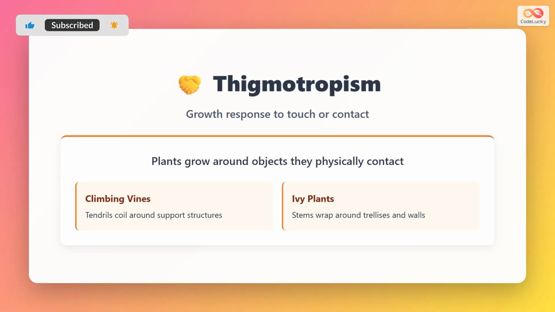Thigmotropism is the response to touch or physical contact. When climbing plants encounter an object, they grow around it for support. Vines are excellent examples of thigmotropism. Their tendrils coil tightly around support structures like poles or fences. Ivy plants demonstrate this beautifully as their stems wrap around trellises and walls, using physical contact to guide their upward growth and reach more sunlight.